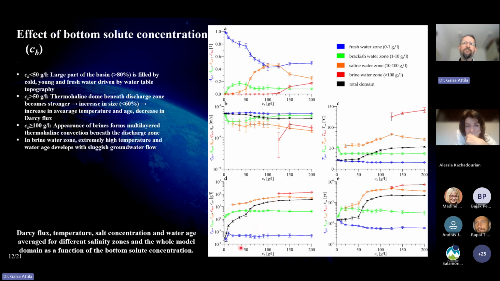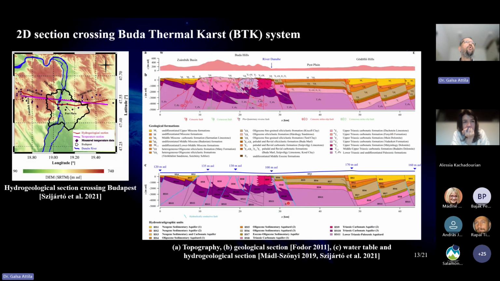So I note that during our parameter test, the bottom solute concentration was increased from 2 grams per liter to 200 grams per liter, so by 2 orders of magnitude. Meanwhile, the concentration average for the total domain increased by 3 orders of magnitude in the coupled topothermohaline model. And now we can turn on the demonstration area.